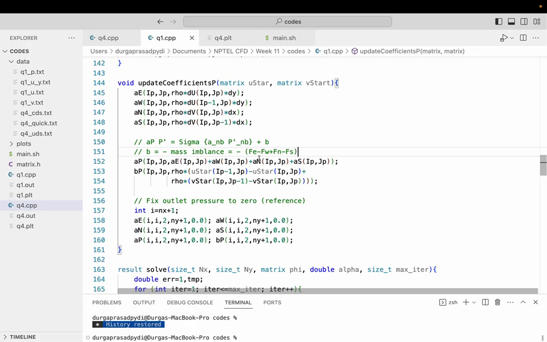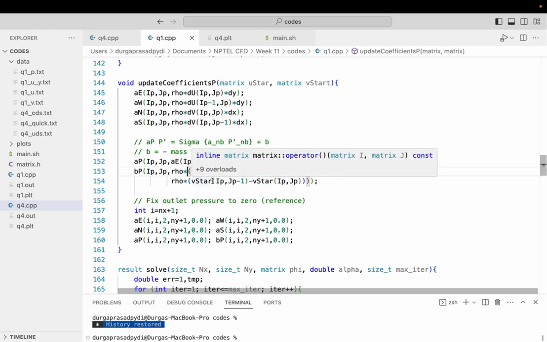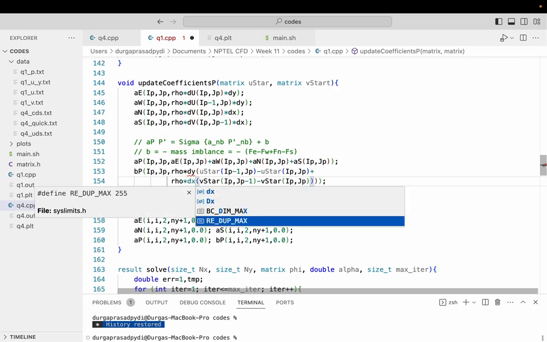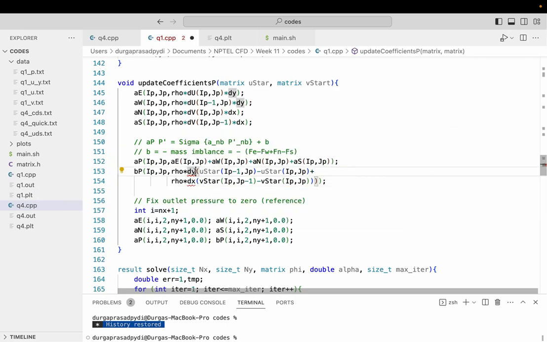So it is rho times U west. Maybe I forgot. Rho times delta y times this, and rho times delta x times V star. This is V south minus V north. So that will give you my mass imbalance.